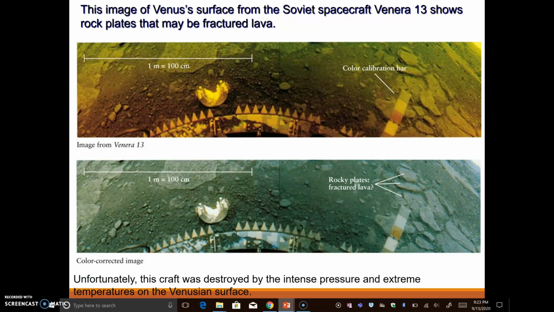So we do actually have a few images of Venus's surface. A Soviet spacecraft shows these rocky plains of fractured lava, and we can see these different pictures that were taken. We have color-corrected images at the bottom showing these rocky pieces and maybe even some fractured lava pieces right here. Unfortunately, because of the really high pressure and temperatures on Venus, the spacecraft didn't survive to get more images of that surface.